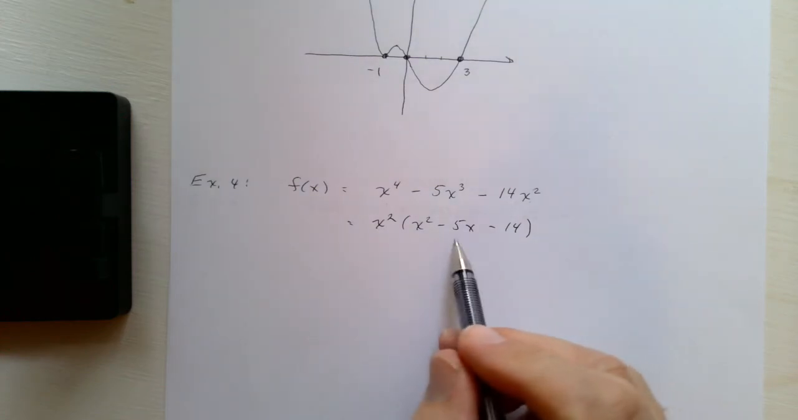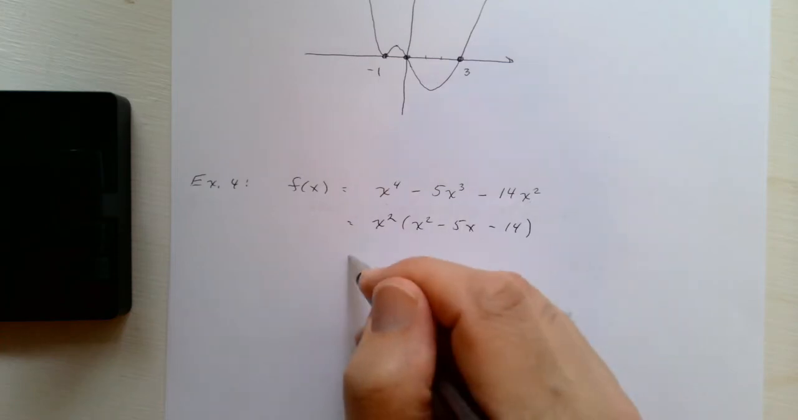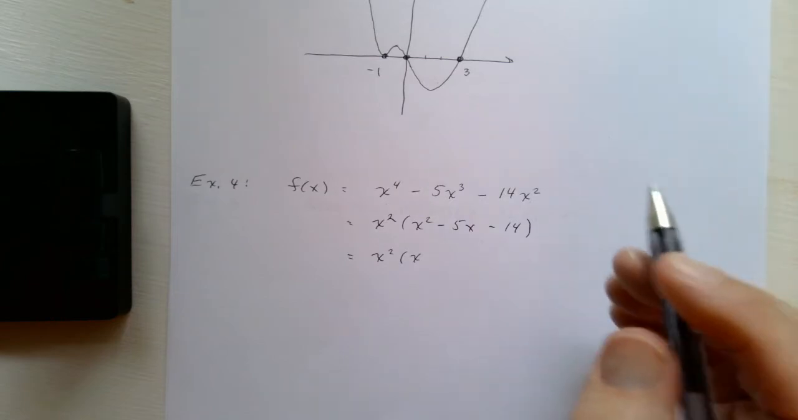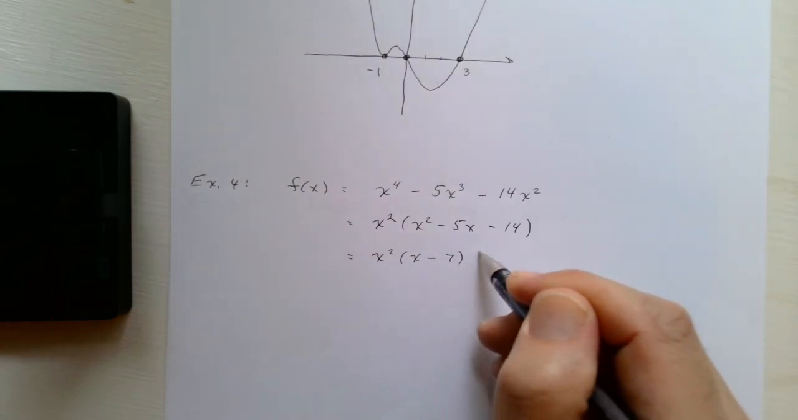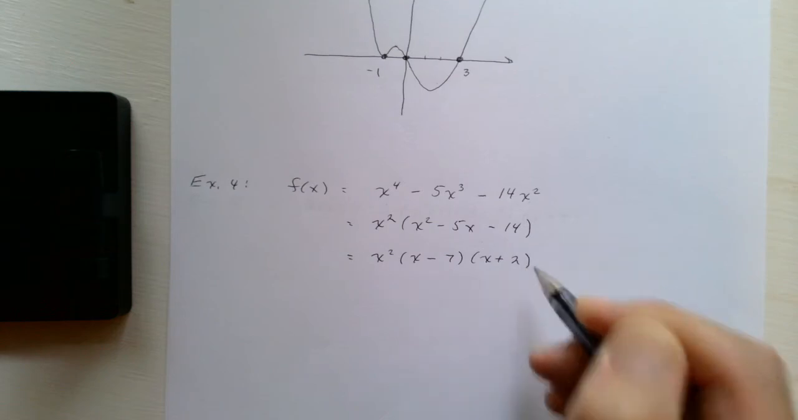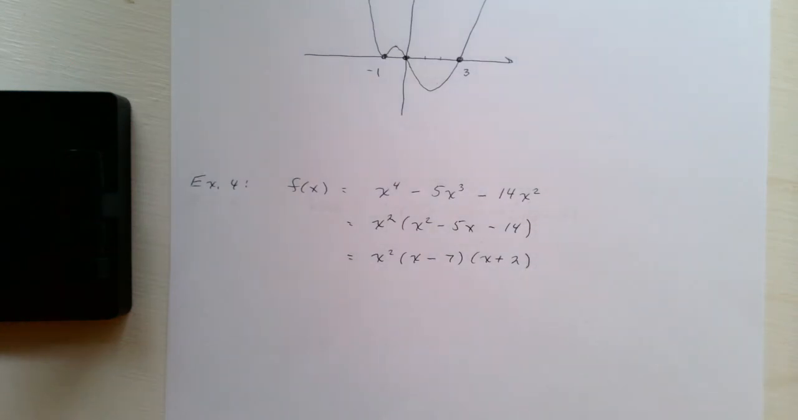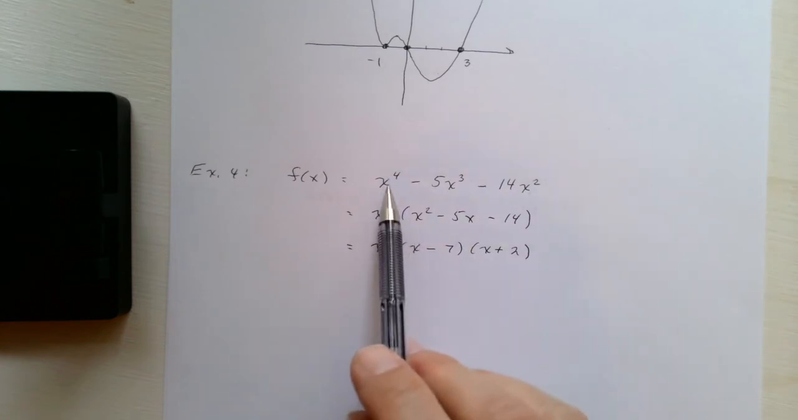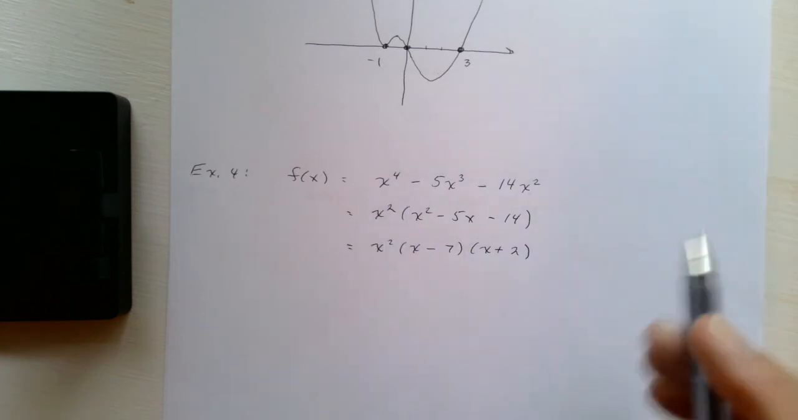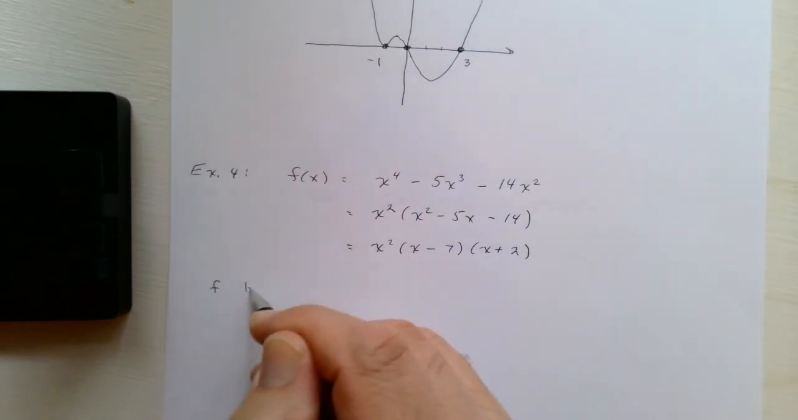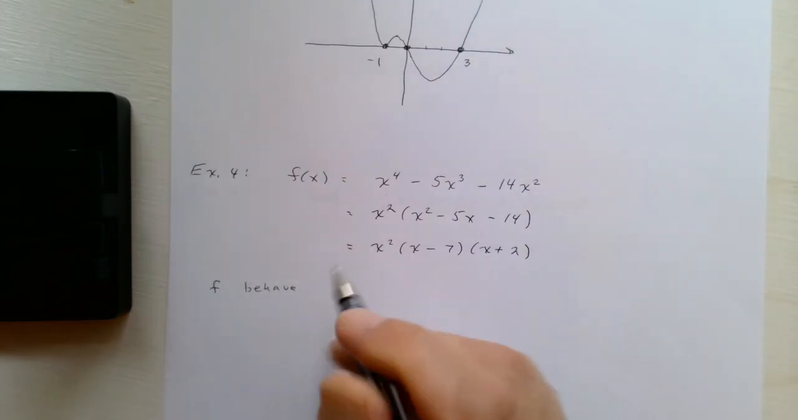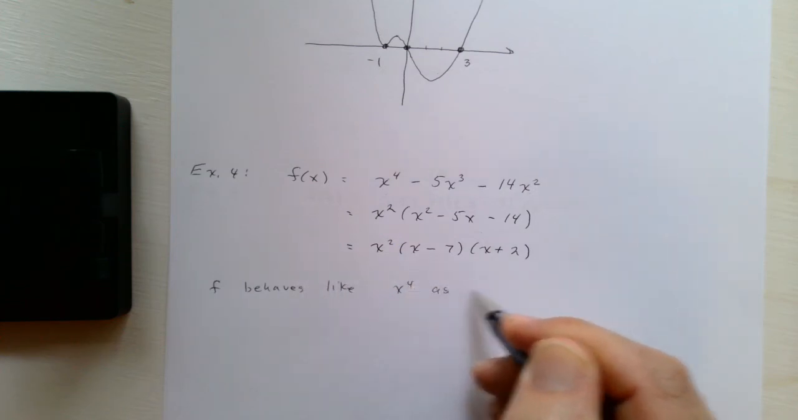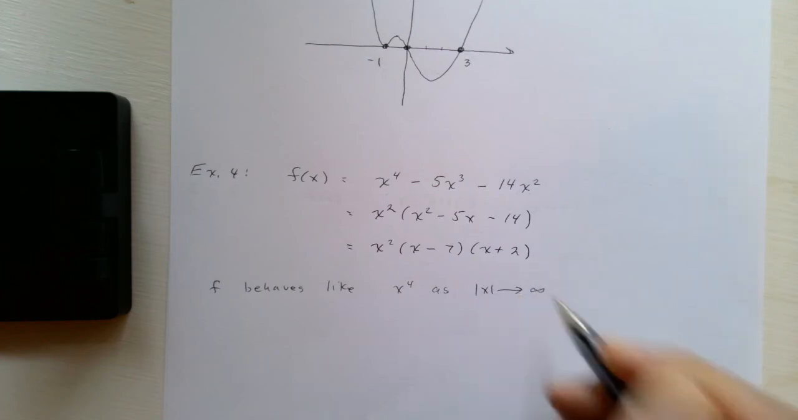This is a second degree polynomial. We should be able to factor that. And this actually factors as x minus 7 times x plus 2. Right. First of all, before we go any further, the leading term is x to the 4th, right? So f behaves like x to the 4th as x gets large in either direction.